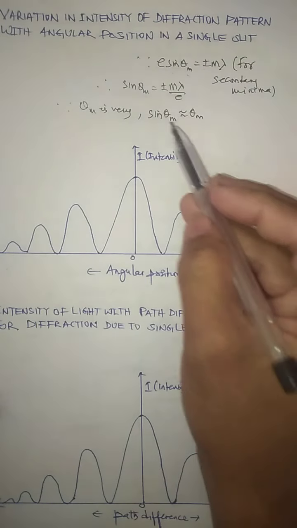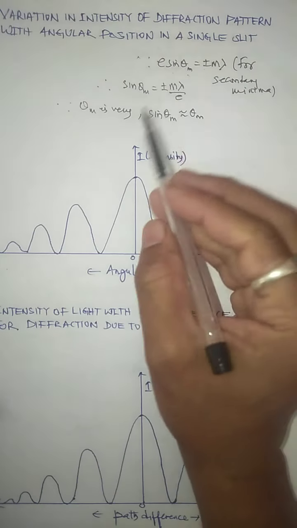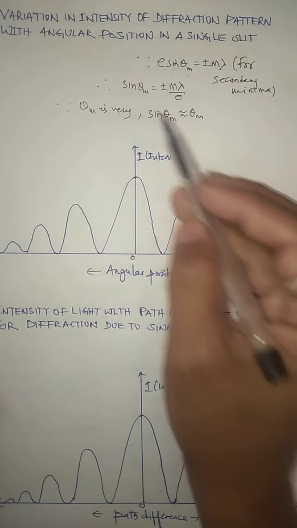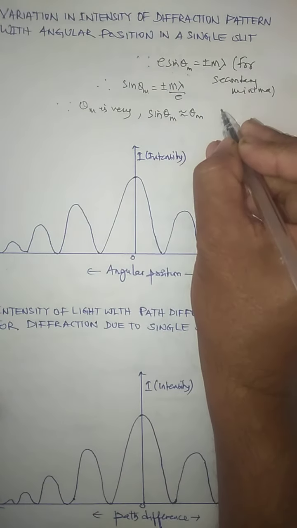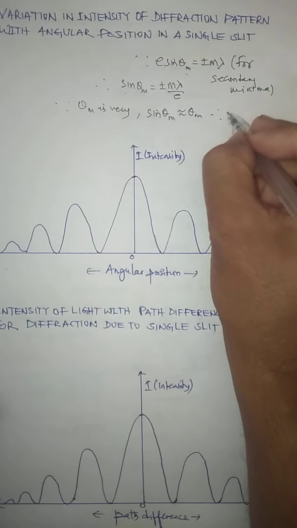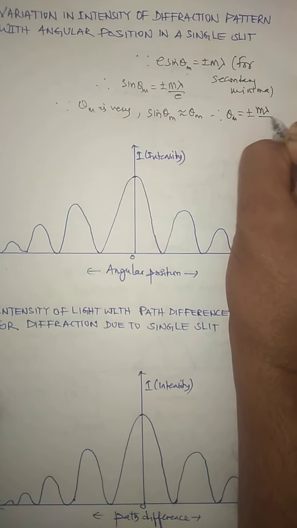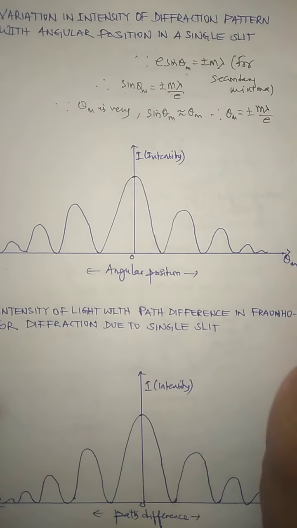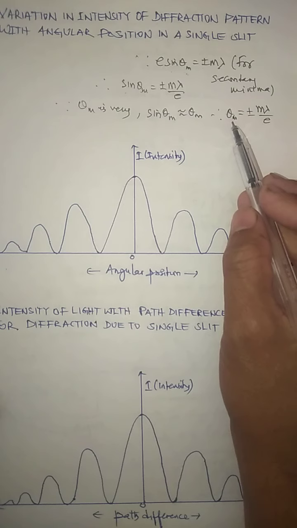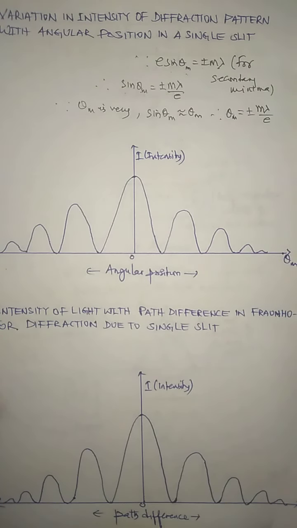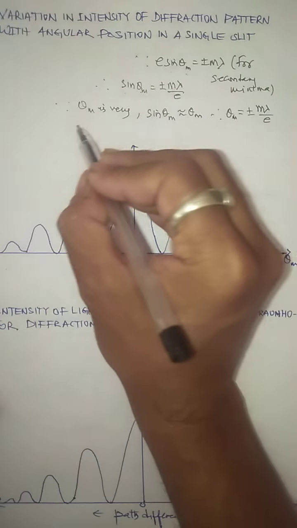In mathematics, if theta m is very small, then sin theta m can be written as theta m. Therefore, sin theta m, which I can write as theta m, equals plus or minus m lambda by a. This theta m equals plus or minus m lambda by a lets us find the angle made by any secondary minimum with the central maximum.